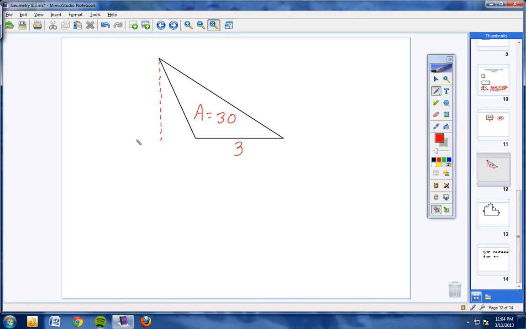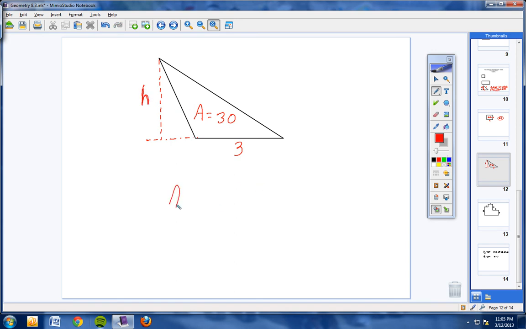If I drew an imaginary line from the base of this triangle and extended it out, now you understand these red lines are really not part of the triangle. I'm just trying to show you the height of the triangle, okay? In this case, we don't know what the height is, so I'm going to put an h, and we're going to find the height of the triangle. All right, here we go.